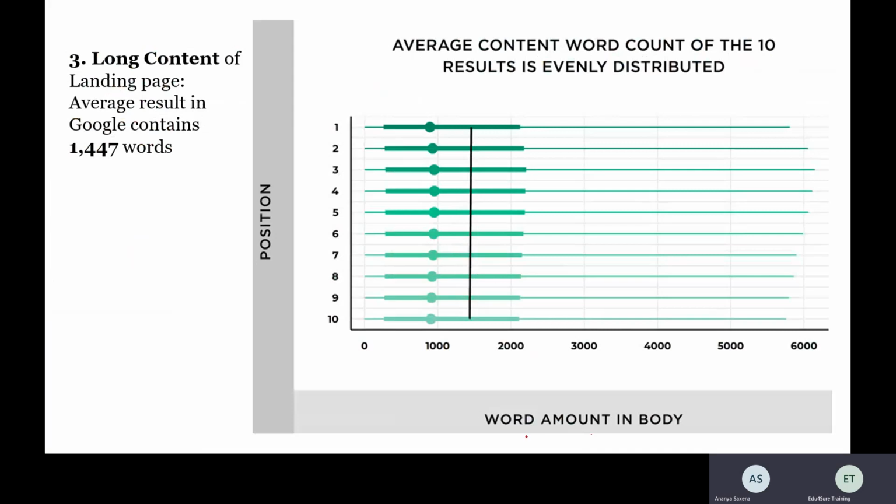You can see that the word amount is somewhere around 1400, and that's why it is written 447. The first position is coming if your content is somewhere around this, so that's why it is saying 1400 words or something. The simple idea is that if you check the pages which are ranking on the first page, they have long content. Not like us.